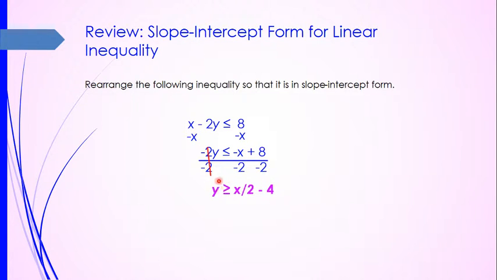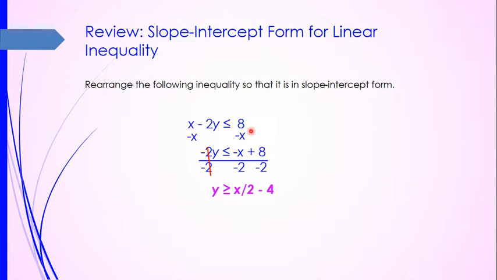What I really want to point out when I've written this equation is notice how originally the inequality symbol was less than or equal to. And then in my last step, it changed to greater than or equal to. That is not a mistake. When we multiply or divide by a negative, we have to flip the inequality symbol.